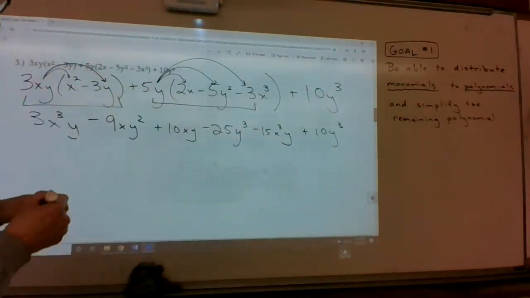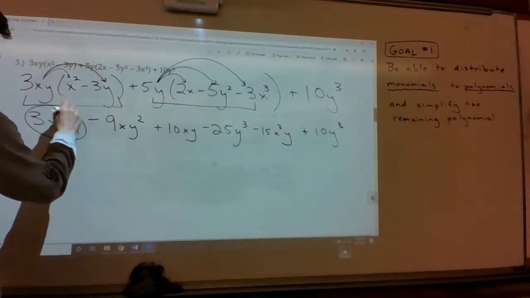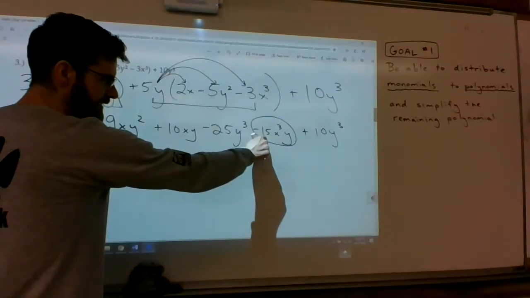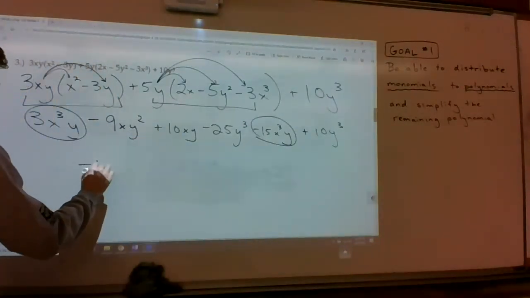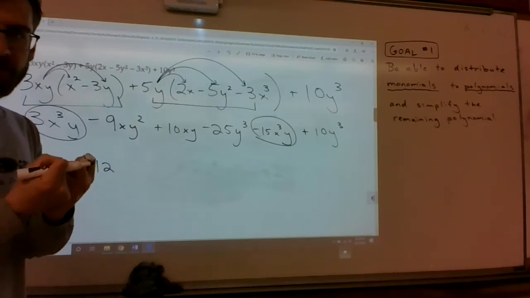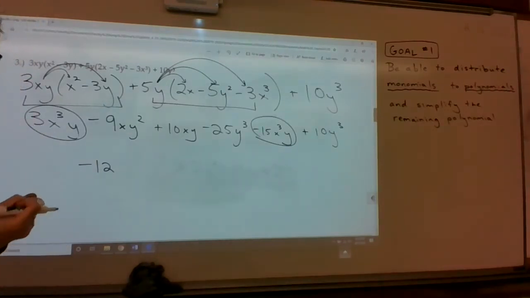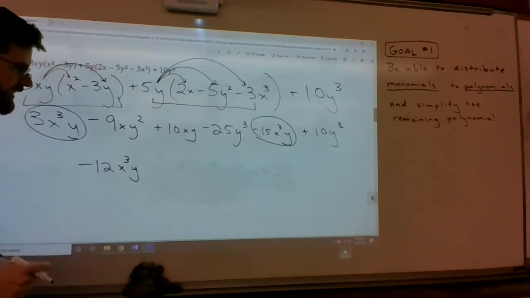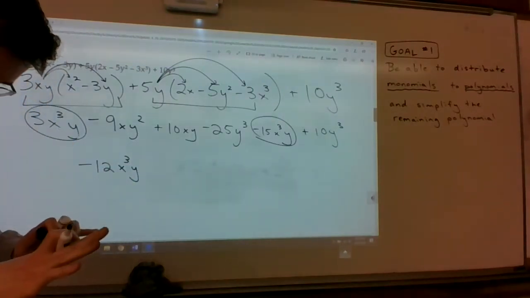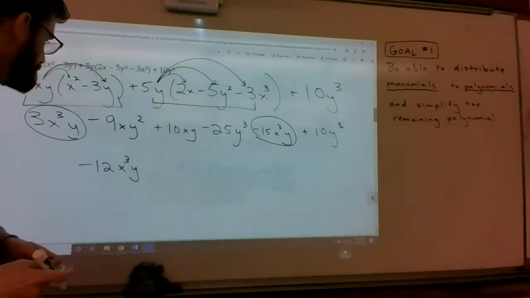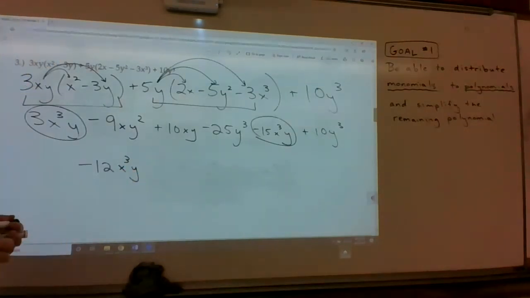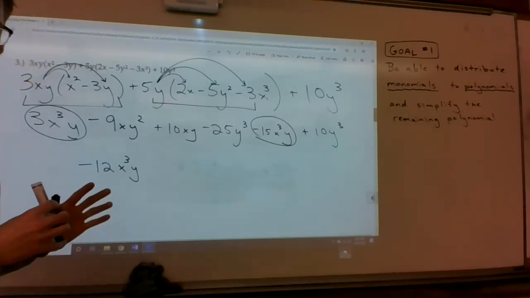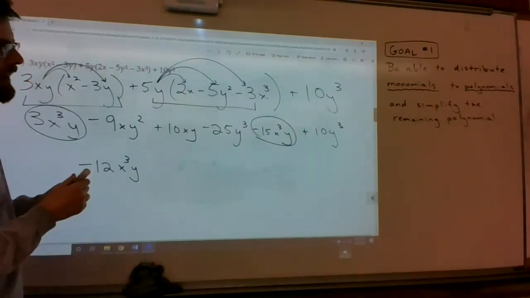We can combine the numbers in front, their coefficients. So 3 minus 15 is negative 12. And then we leave the variable expression as it is, x cubed y is what is attached to it. So don't worry too much about standard form if it's kind of messy, mixing and matching x's and y's and whatnot. Just make sure you're combining the right like terms.